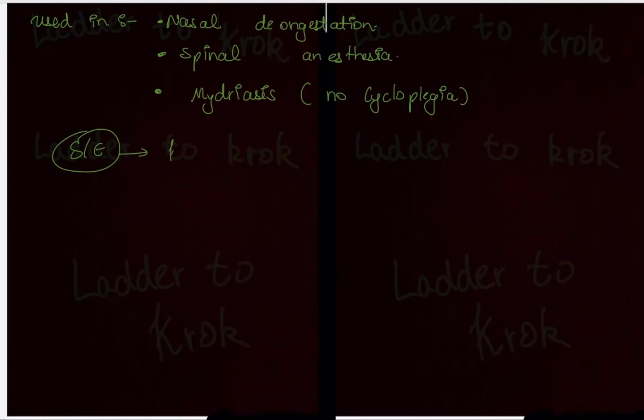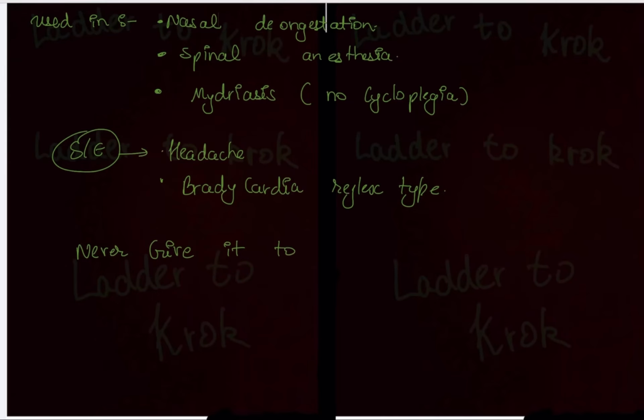Now, what are the side effects of this drug? The side effects are basically headache, and as I told you, reflex bradycardia, because total peripheral resistance is increased. And one more thing, you can never give it to a patient who has hypertension, because the patient already has high blood pressure, and if you give this drug, their blood pressure will increase more. It can rupture arteries and it can be a very dangerous situation. So never give it to patients with hypertension and arrhythmia. They are contraindicated, meaning they should not be given to those patients.